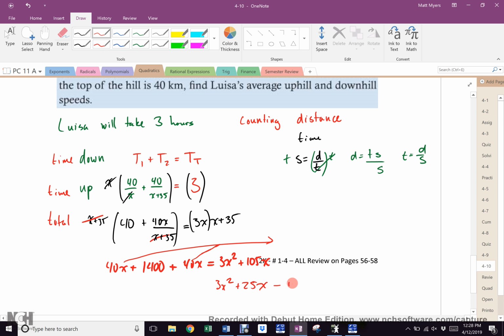And what's going to happen to that 1,400? It's going to come over and become negative. And what does that equal? Zero? It could equal 0. What will it always equal? Isn't that standard form? So what does it equal, Noah? Y. Can I work with that now? Once I have an x value, can I then find my speeds?